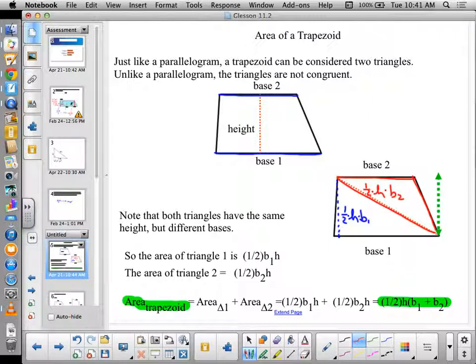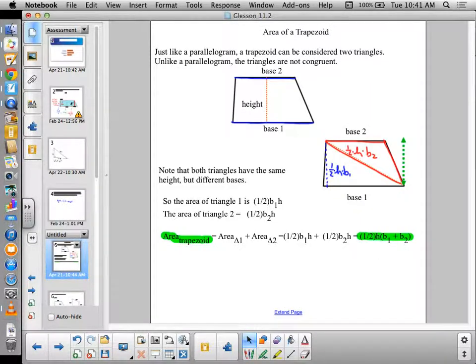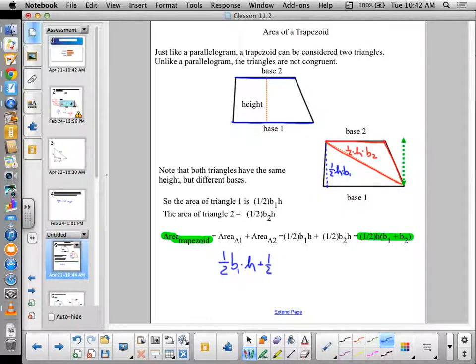So if I want the area of the trapezoid, I simply have to add the areas of those two triangles together. So it's area of triangle 1 plus area of triangle 2. So 1/2 base 1 times height plus 1/2 base 2 times height. Same height. That's the area.